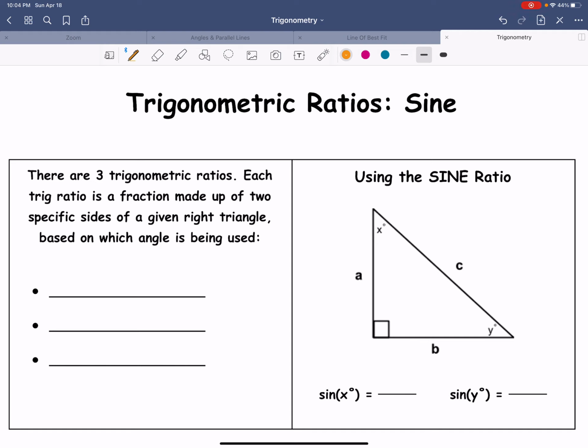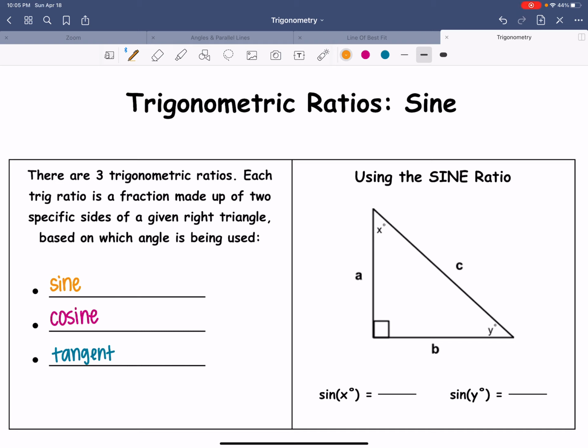So the three trig ratios are sine, cosine, and tangent. So each one of these represents a ratio or a fraction made up of two of the sides based on which angle is being used.